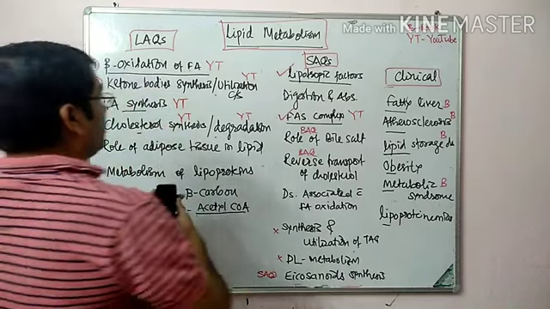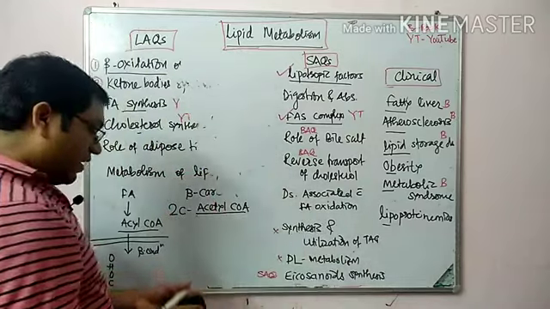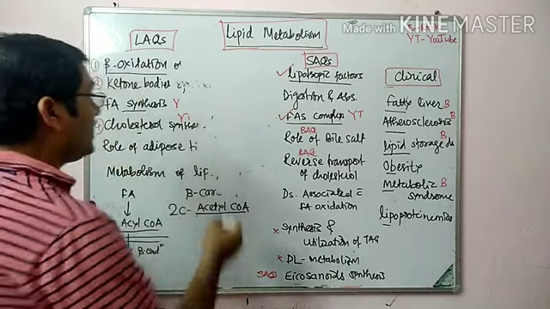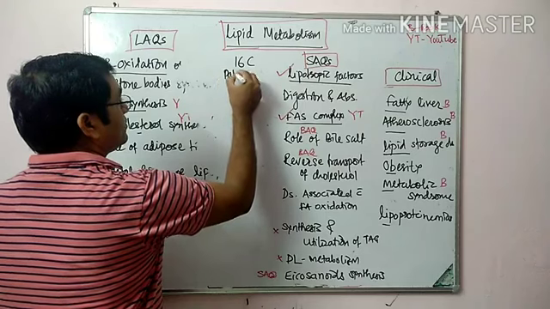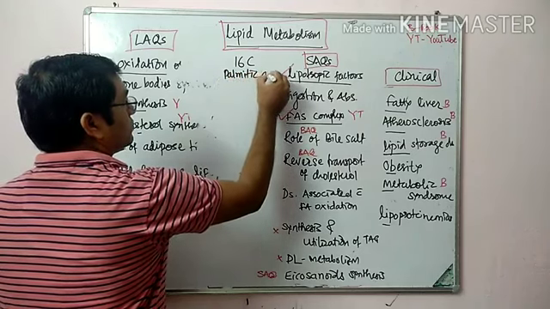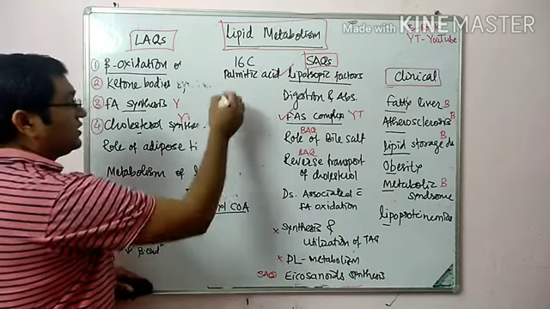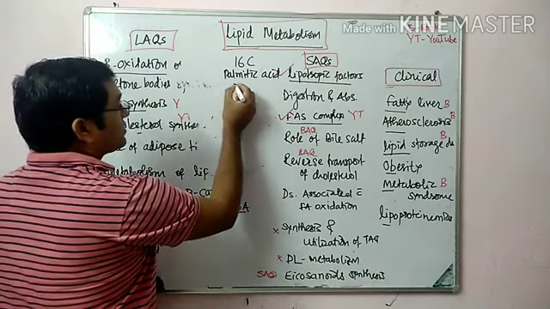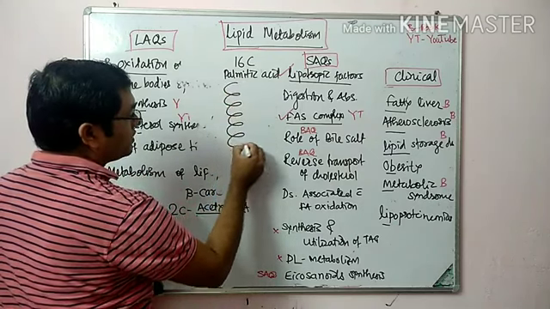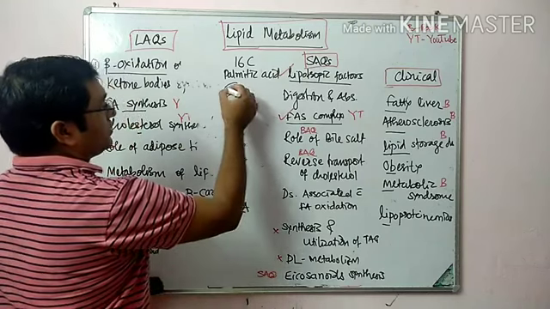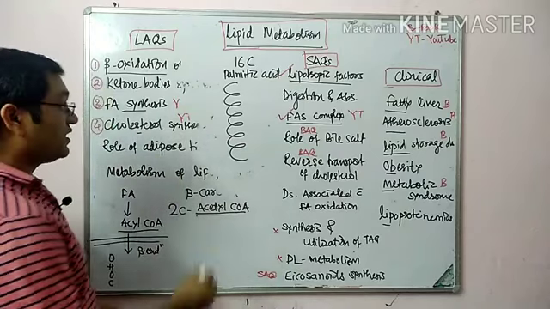If there is palmitic acid, it has 16 carbon. It undergoes beta oxidation. It undergoes 7 cycles: first, second, third, fourth, fifth, sixth and seventh cycle.